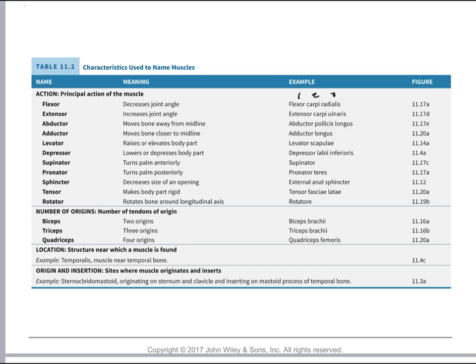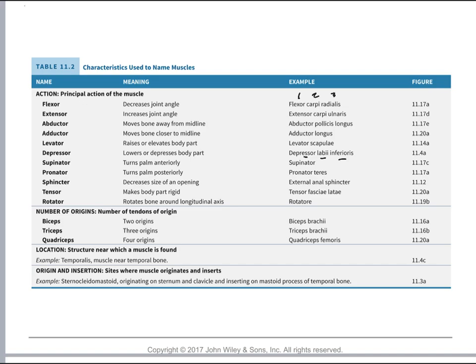Now for abductor, abductor pollicis longus, and more adductor, so abductor versus adductor, so abduct versus adduct, the adductor longus. And then an elevator, right? So we're elevating parts. Levator scapulae, so raise your shoulders. So the levator scapulae helps to do that. Depressor labii inferioris. So here we go again. Look at our terminology. Depresses, labii, lips. Inferior, the inferior portion of our lips.